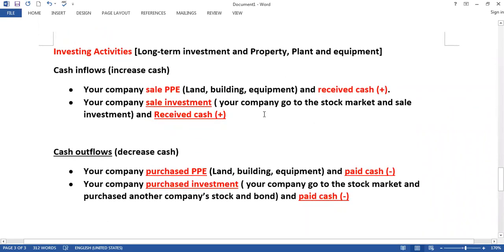Clear? So for example, you want to buy another company's stock. You can go to the website of the stock market, okay, and you can pay cash and you can buy stock. Now you don't want to hold other people's stock, you can immediately sell it, and it means that you can immediately sell your investment and you receive cash from the stock market. So these are the examples of purchase property, plant and equipment, and purchase investment. And this is the example of sell property, plant and equipment and sell your investment.